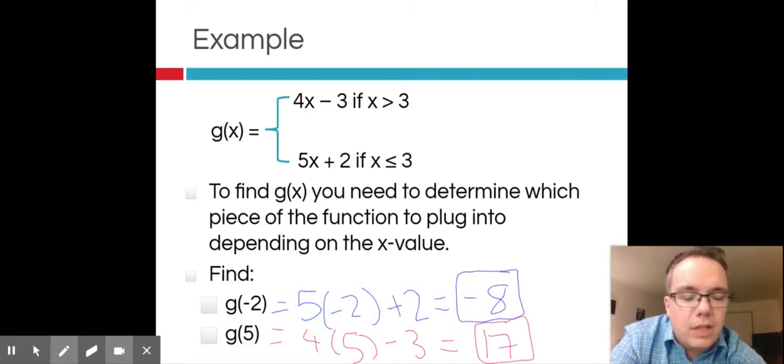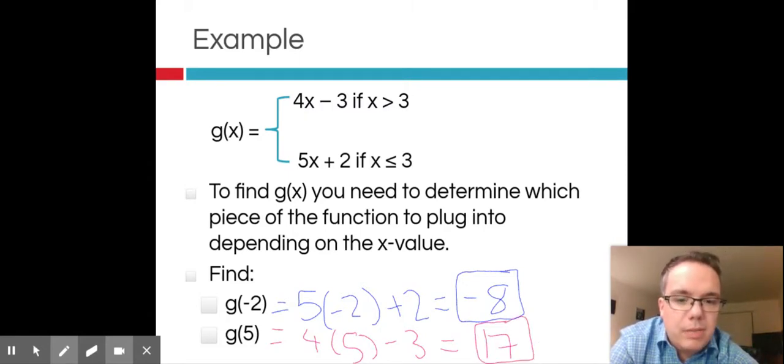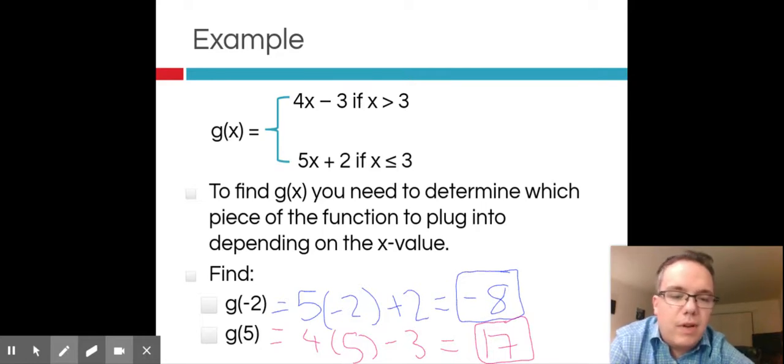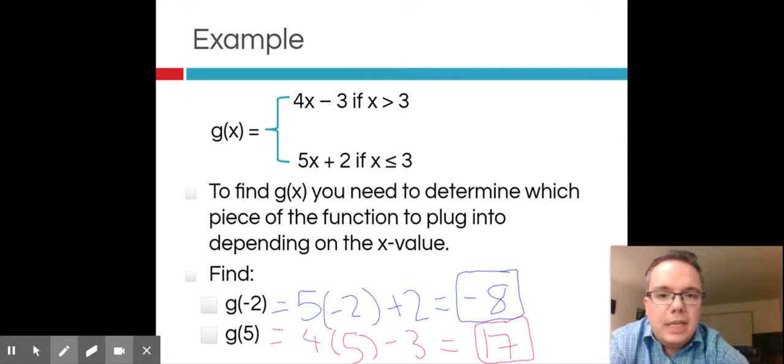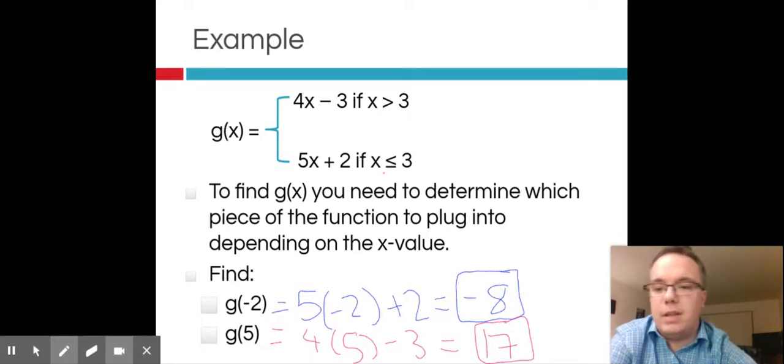So to evaluate a piecewise function, we first have to figure out which part of the domain the number in the parentheses is in, and then plug it in. So again, we use the bottom equation for g of negative 2 because negative 2 is less than or equal to 3. And we used 4x minus 3 for g of 5 because 5 is bigger than 3. All right, so figure out which part of the domain the number in parentheses belongs to, and then plug it in to that part of the function.